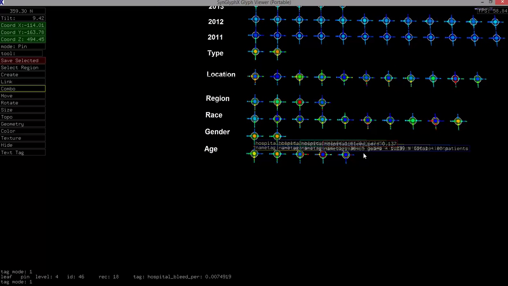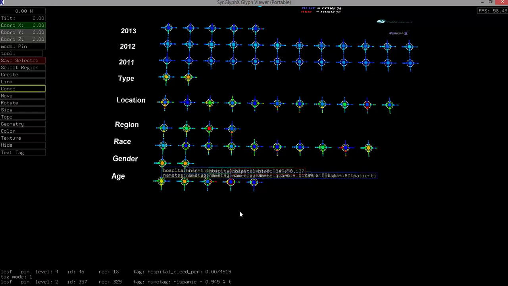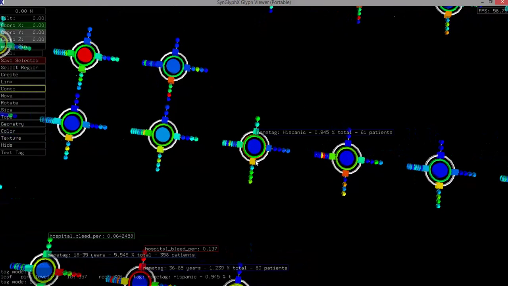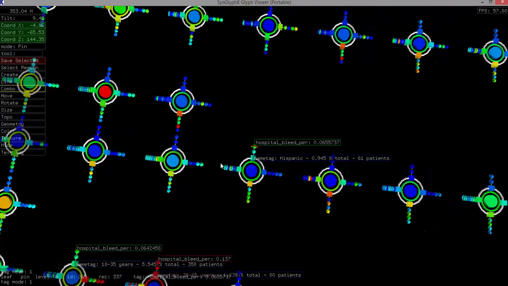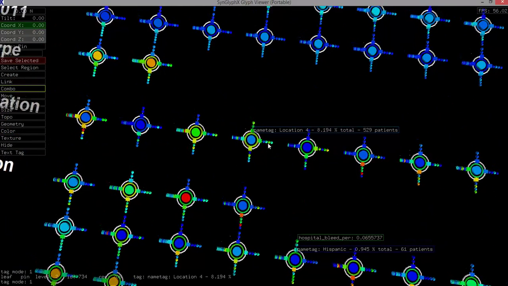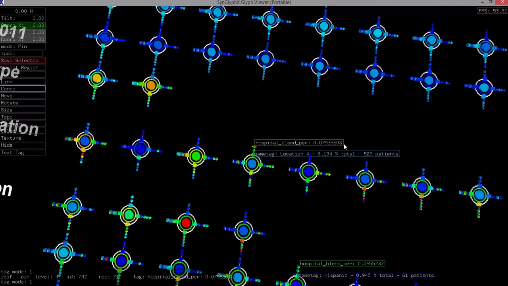What a visualization like this also shows is that you might want to look at things in addition to age on here, such as race, and try to determine why Hispanics have almost twice the average bleed rate, or why an individual location here, which has 529 patients, has a bleed rate that is over double the average.